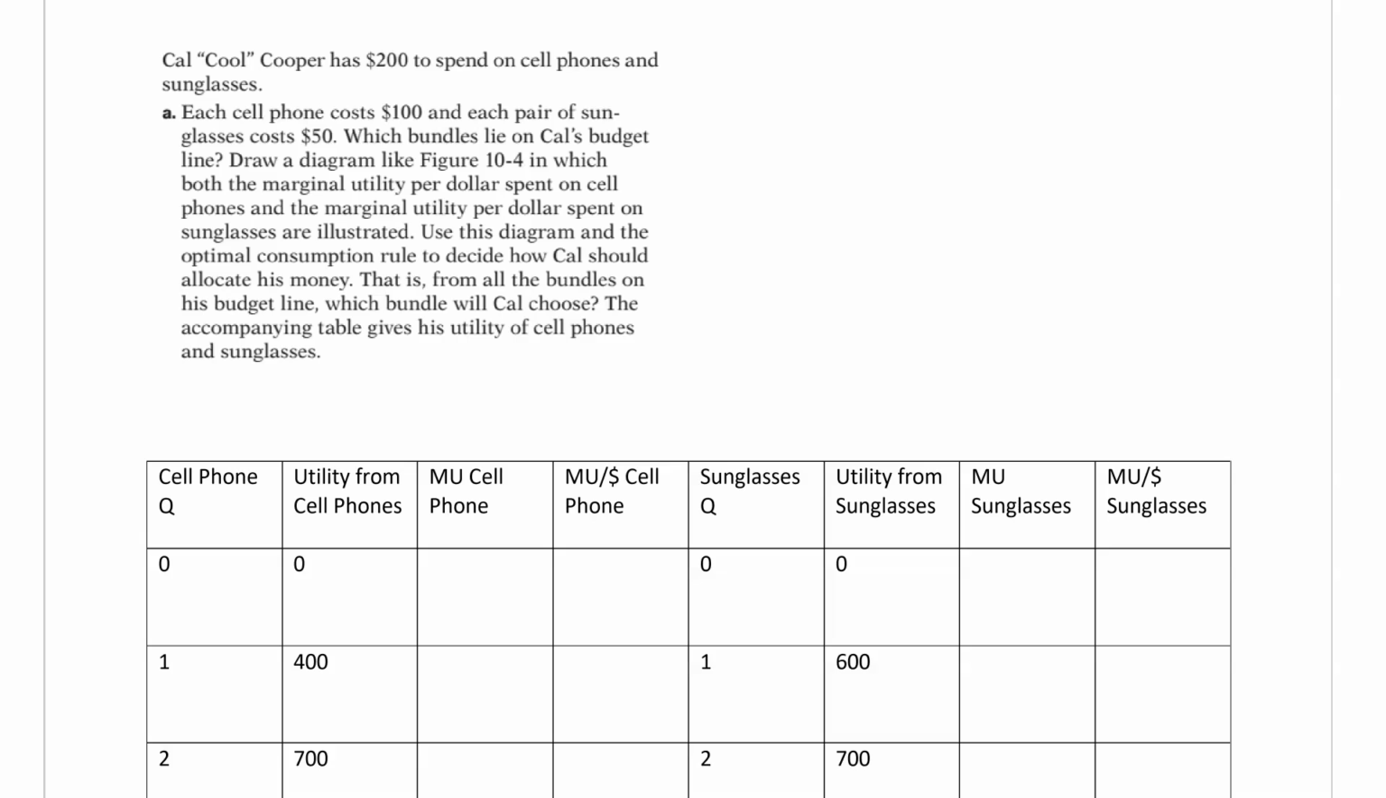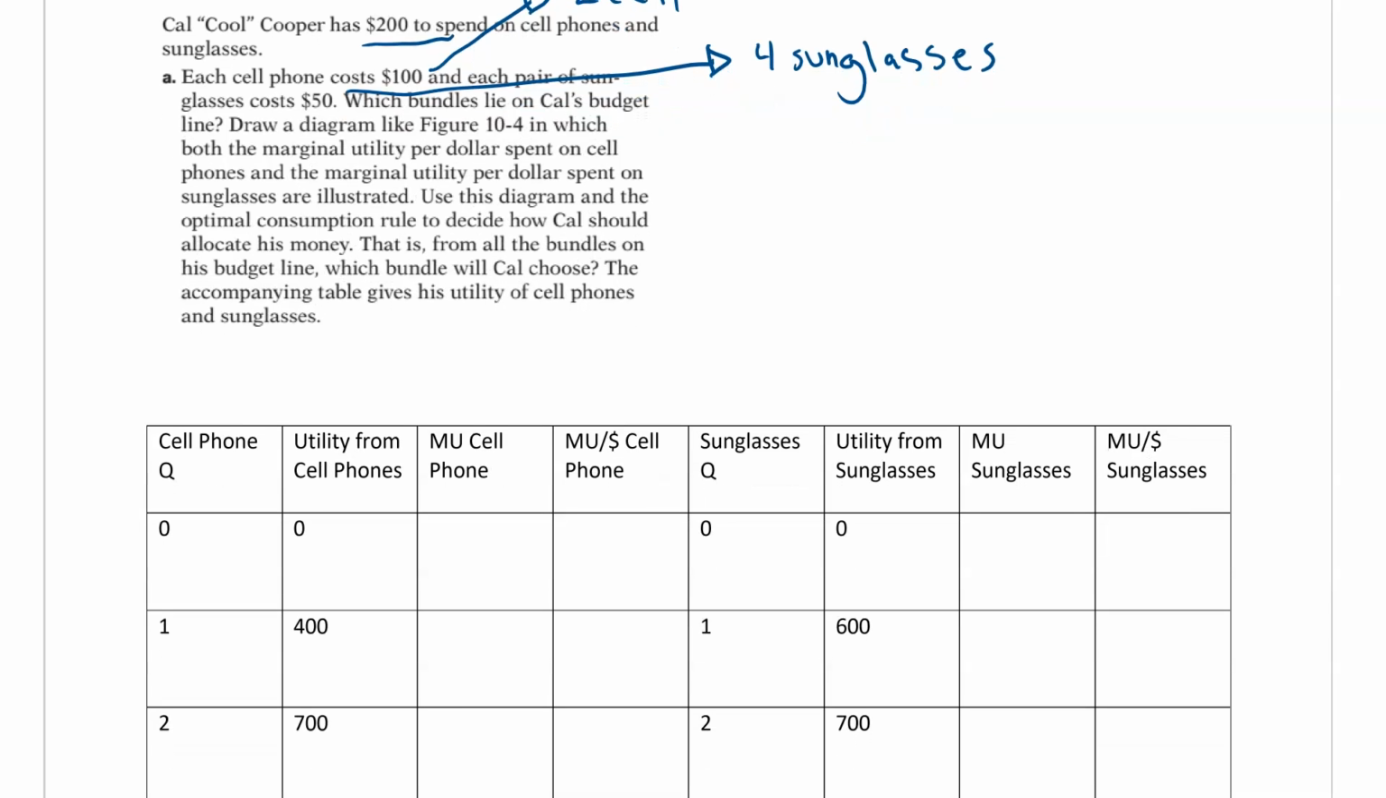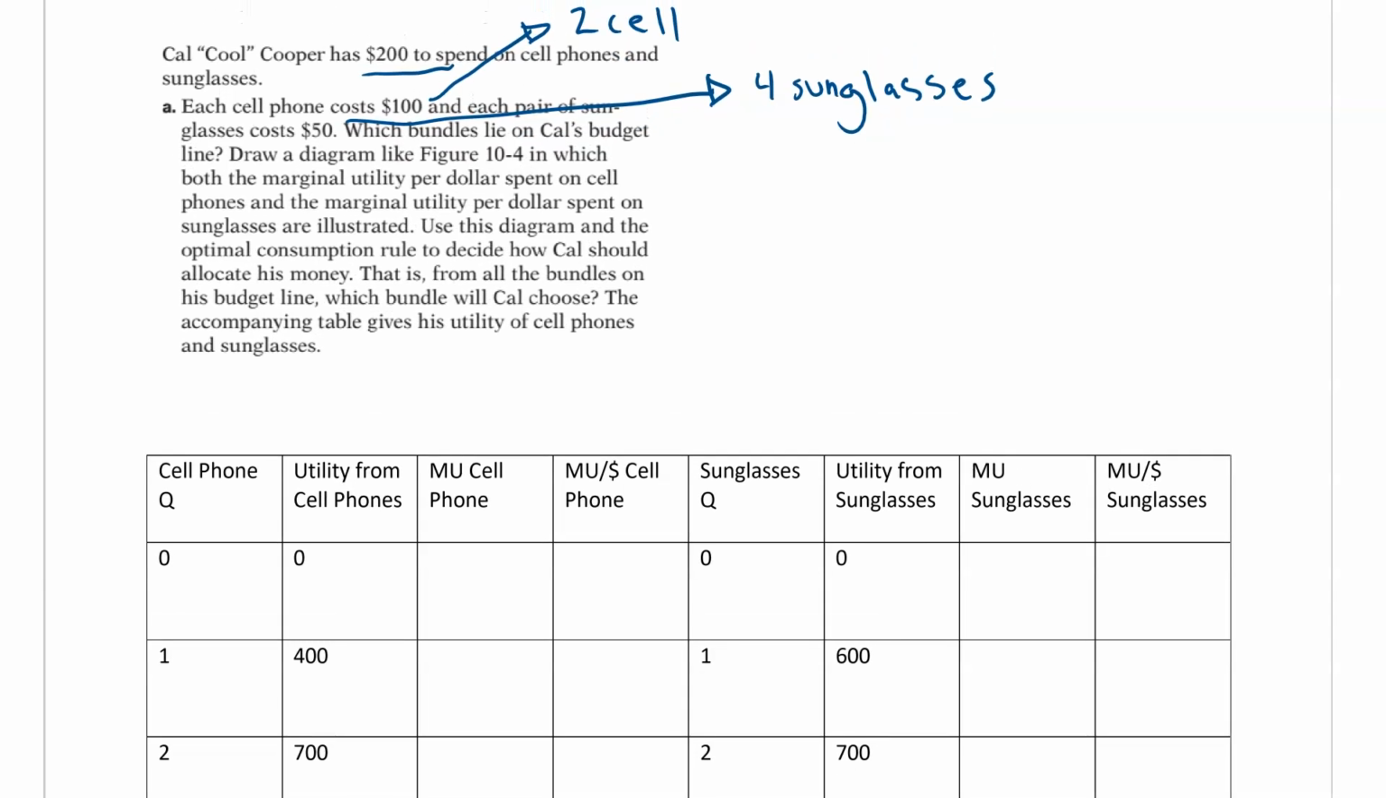So Cal has $200 to spend, so that's the maximum amount he can spend, all right, on cell phones or sunglasses. So each cell phone costs $100, so we're not going to use this information right away. But if he has $200, he can buy a max of 2 cells, right? And then sunglasses cost $50, so with $200, he can buy a maximum of 4 sunglasses. We're going to use that in just a moment. So we're going to start by completing the marginal utility table below.